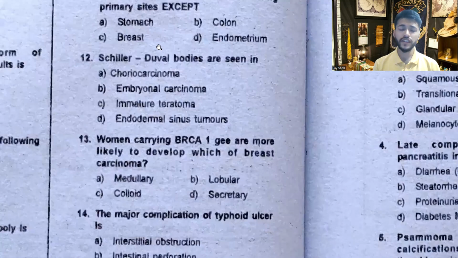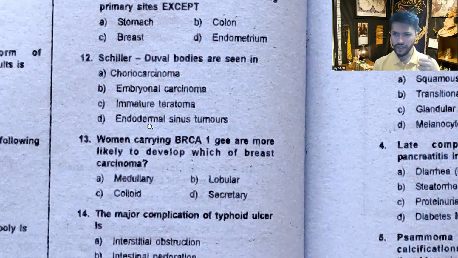Schiller-Duval bodies are seen in, again, it's a fact-based question. There are multiple bodies which you would need to remember. I'll just mention 2-3 of them because these are repeated in your previous MCQs. So Schiller-Duval bodies are generally seen in endodermal sinus tumor. Then you have Negri bodies. Negri bodies are seen in rabies, hippocampal neurons of your brain.